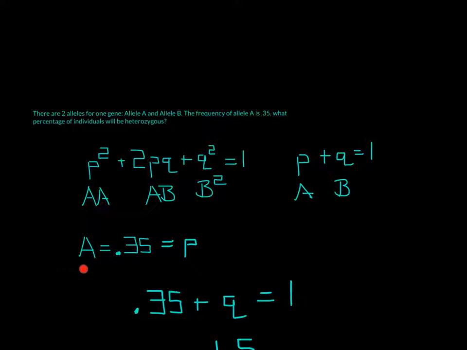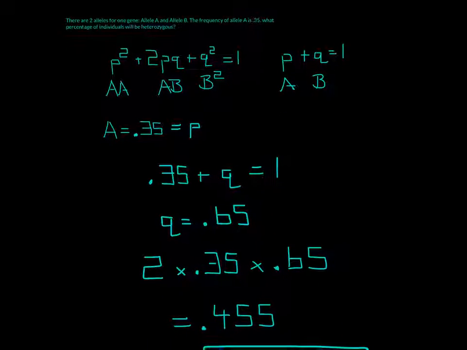So the given information is that A equals 0.35, right? A is 0.35, which equals P. And you know that it has to be lower than 1. So if they gave a percentage, for example 35%, you'd have to change it into 0.35 because it has to be lower than 1. Then you get 0.35, and you solve this equation.